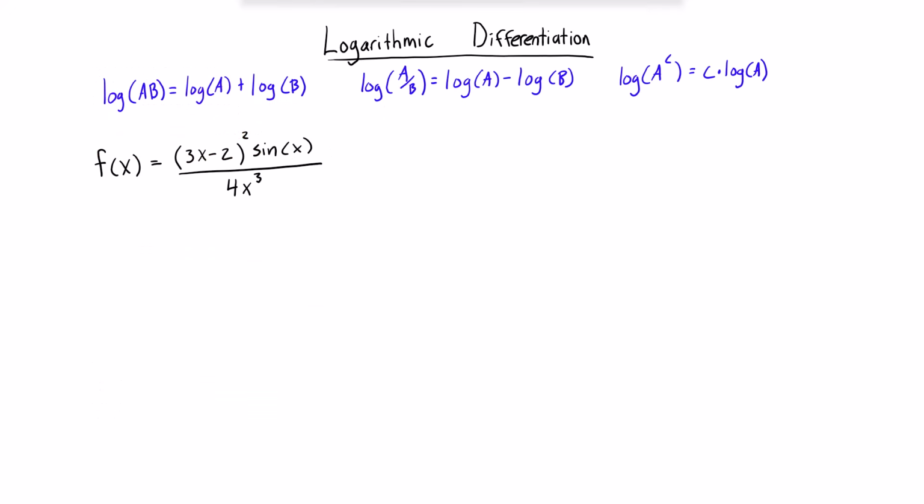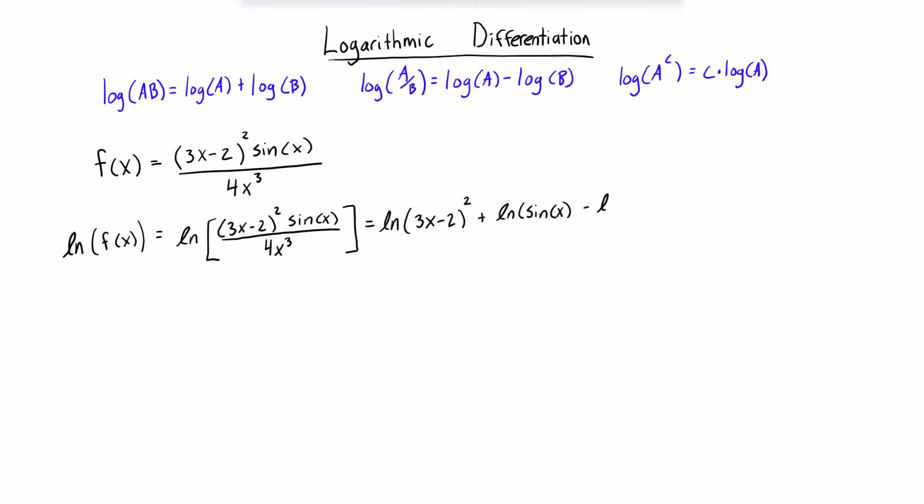So the way that we use logarithmic differentiation is we're basically going to take the natural log of both sides of the equation. And we're going to use these log rules above to just simplify and separate out the right-hand side into several terms. And in this case, we can remove the exponent from the first term and split the third term into two subsequent terms.